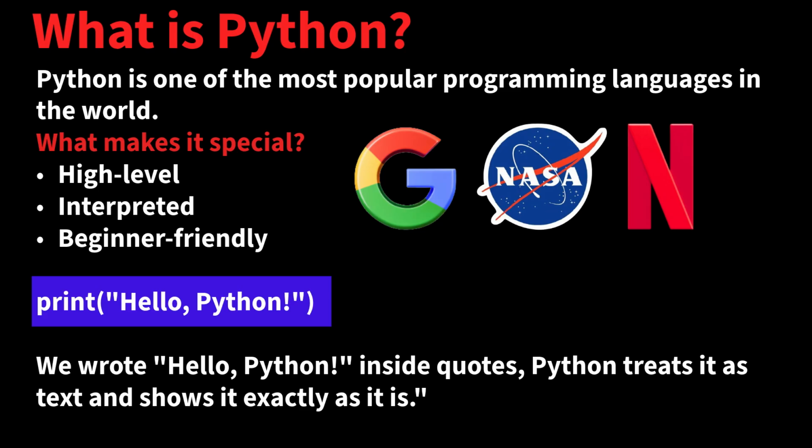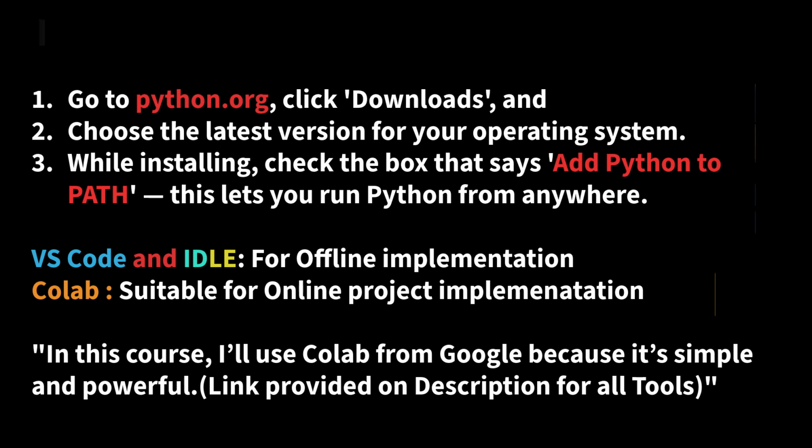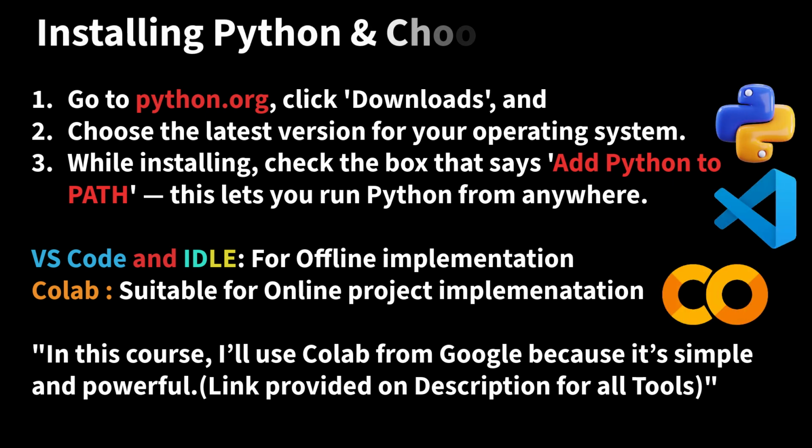If you use this sample code in Python, here we are using Python's built-in print function. Whatever we place inside the parentheses will be displayed on the screen. Parentheses means these brackets. Since we wrote Hello Python inside quotes, Python treats it as text and shows it exactly as it is.